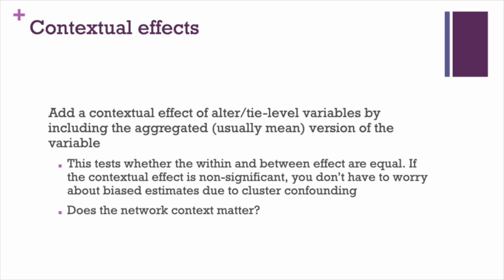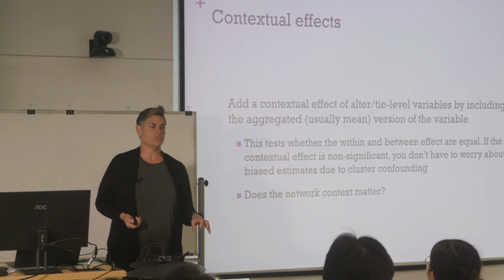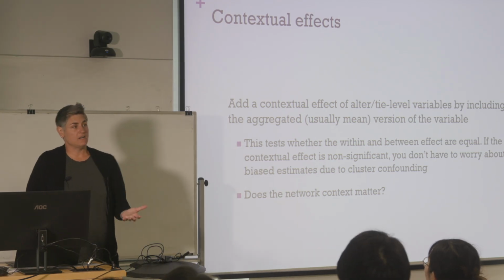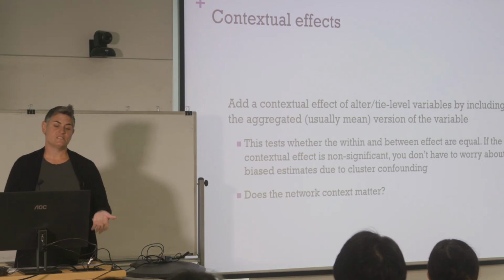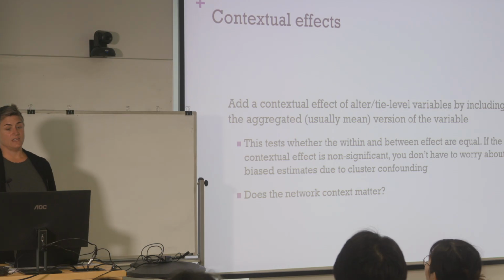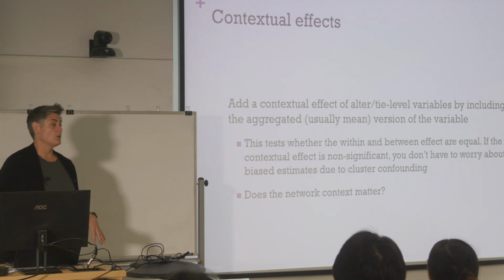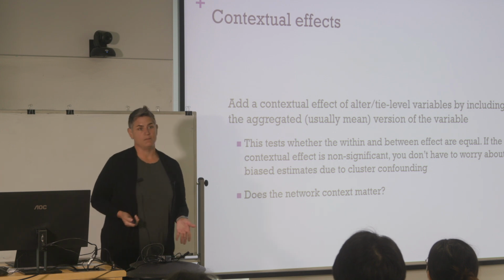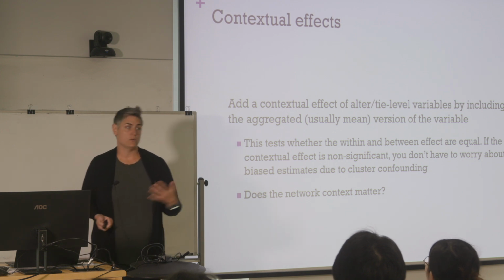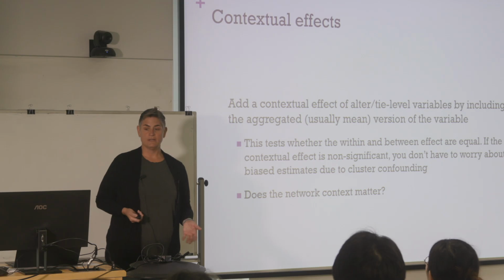Okay, so for the contextual effect, you can add a contextual effect of alter or tie level variables by including the aggregated version of the variable. So that's usually just the mean of whatever that variable is at the alter level. If you take the mean of a binary variable, it's just the proportion. That's fine, that's great, we can interpret that. And what this does is it explicitly tests whether the within and between effects are equal. So if the contextual effect is non-significant, you don't have to worry about your estimates being biased due to cluster confounding, because it tells you that those effects are in fact equal or equal enough.